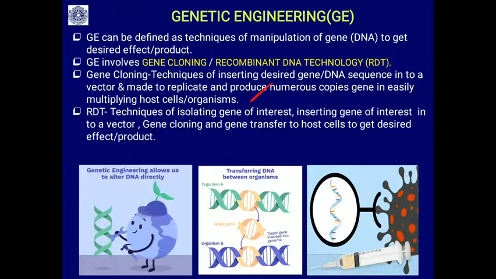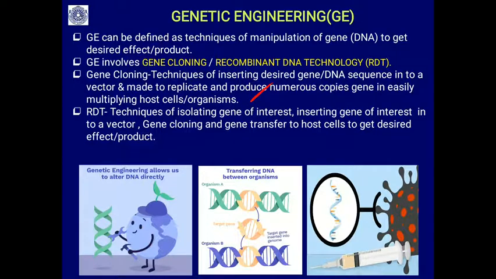So it is a method where the vector will be inserted with the desired gene for which we want many copies. Then that will be inserted into a fast multiplying organism, like bacteria, so that they make multiple copies of our gene of interest. We can harvest the gene of interest later, or else the proteins produced from them.